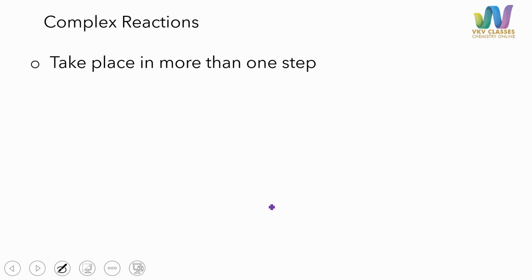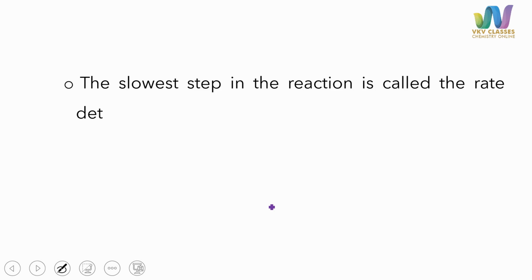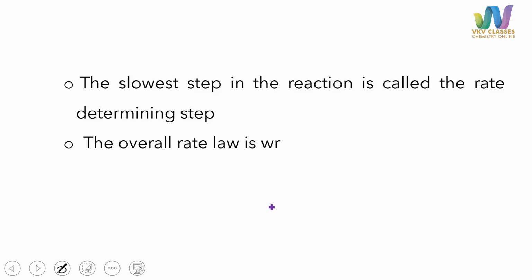The second type is complex reactions. These are reactions which take place in more than one step. The sequence of elementary steps that occur during the reaction is called the mechanism of the reaction. The slowest step in the reaction is called the rate determining step. So the rate determining step is the slowest step that comes in a complex reaction. The overall rate law is written using the rate determining step.